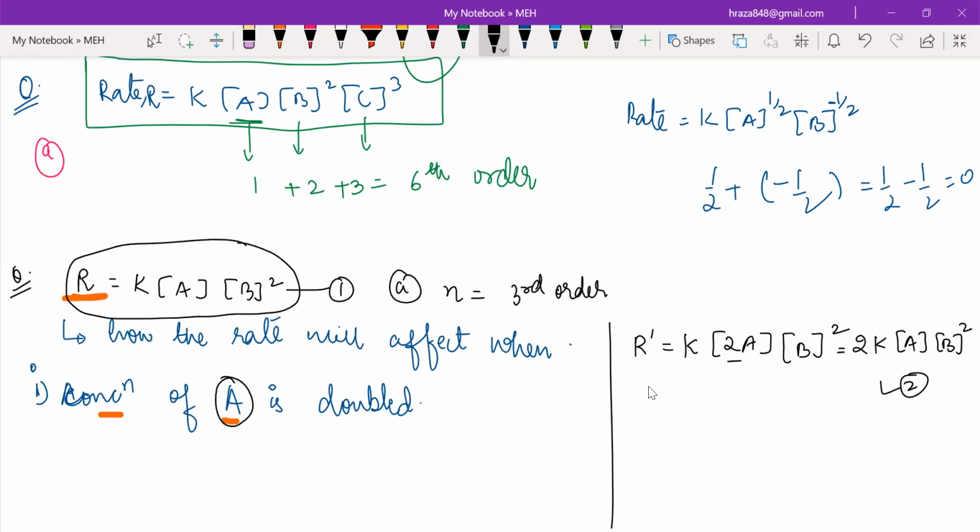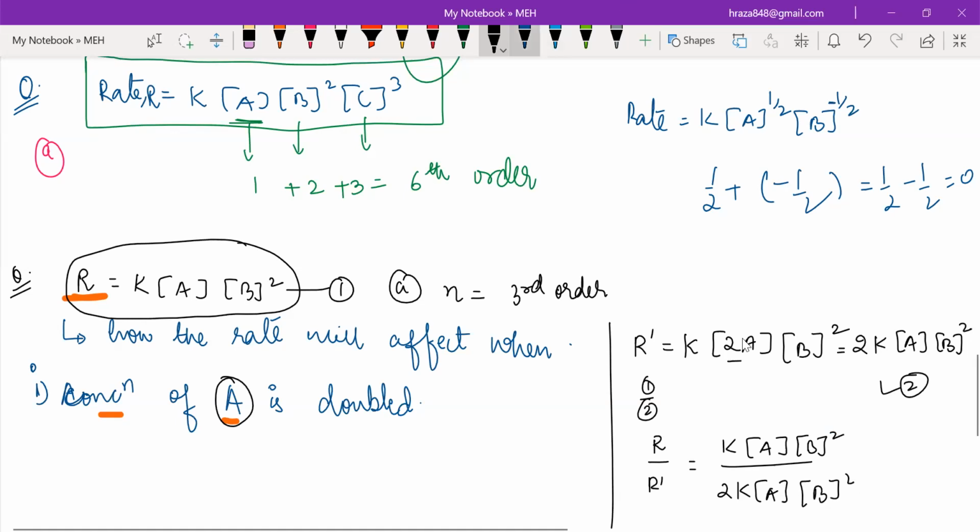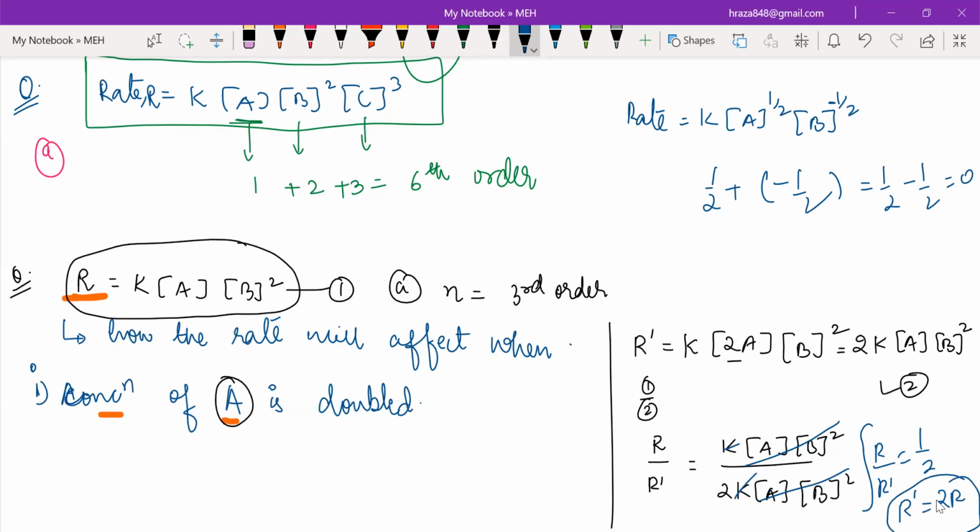This is your equation number 1. I'm going to divide this, and you can see this is your R upon R dash. R is basically equal to K into A into B whole square, and R dash is equal to 2K into A into B whole square. So what you are going to do? You are going to cancel this. So if you solve it, R upon R dash will be equal to 1 by 2. So R dash, the new rate, will be double of the previous old rate.